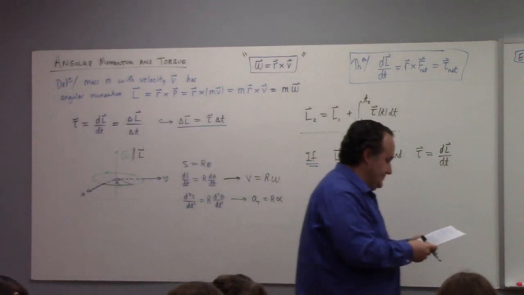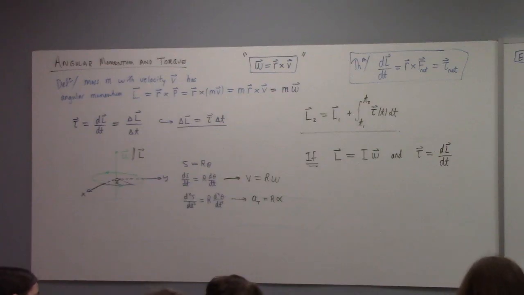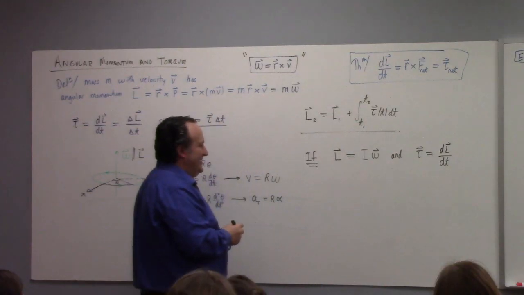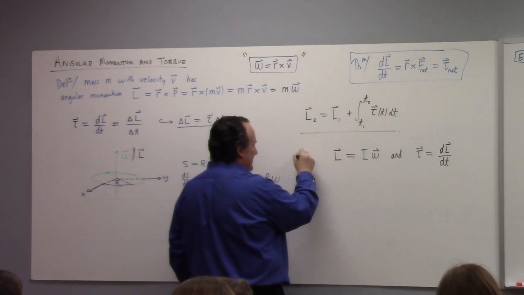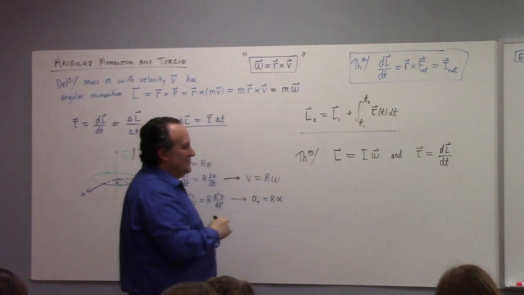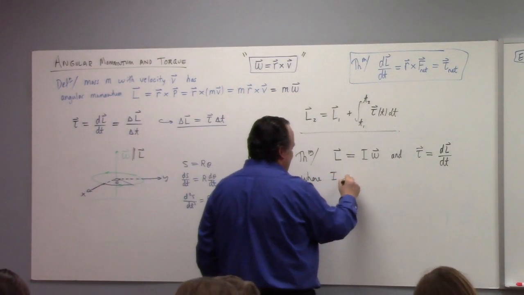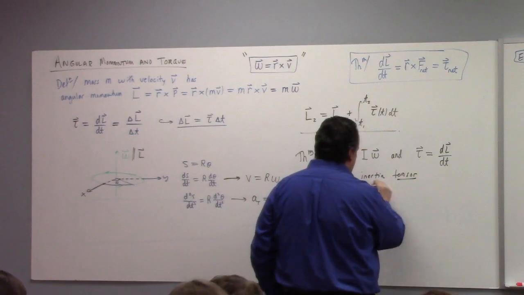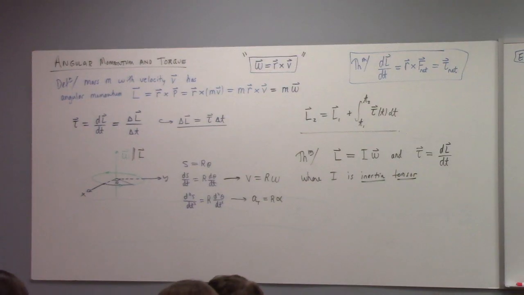Let's see here. All right. So there's no if here, actually. This is, by the way, a theorem. L is equal to I omega, and the torque is dL/dt, where I is the inertia tensor. I knew there was a snake waiting in the grass to get me here.